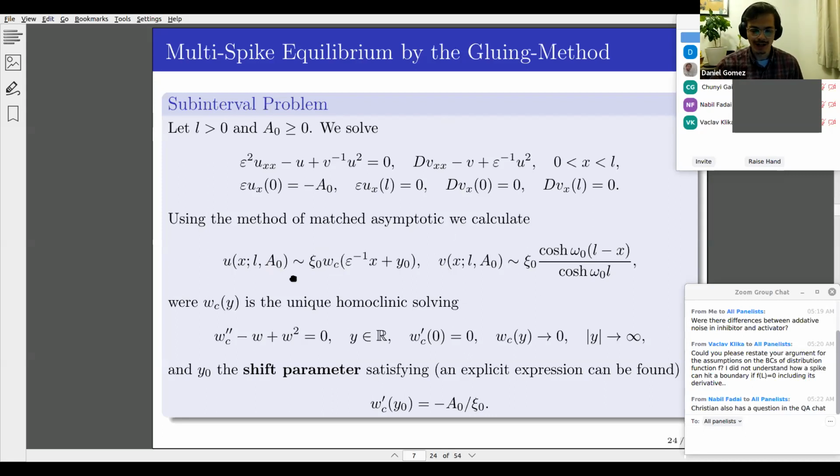The new aspect that arises by considering inhomogeneities is that you have to include what we call a shift parameter. And the shift parameter is chosen so that the boundary condition at x equals 0 is satisfied. So from that boundary condition, you find that it imposes a particular constraint on what y naught can be. And I'll also comment that y naught can also be found explicitly in terms of A naught and L.